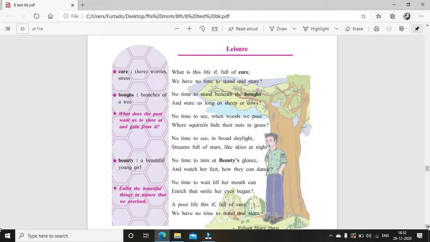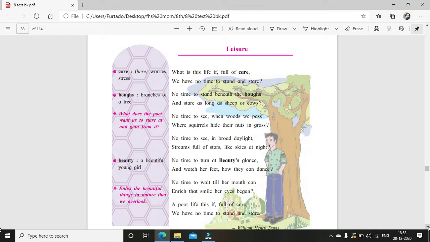Keep your pencils ready. What is this life if full of care? We have no time to stand and stare. No time to stand beneath the boughs and stare as long as sheep or cows. No time to see when woods we pass, where squirrels hide their nuts in grass. No time to see in broad daylight streams full of stars, like stars at night. No time to turn at beauty's glance and watch her feet, how they can dance. No time to wait till her mouth can enrich that smile her eyes began. A poor life this is, if full of care. We have no time to stand and stare.